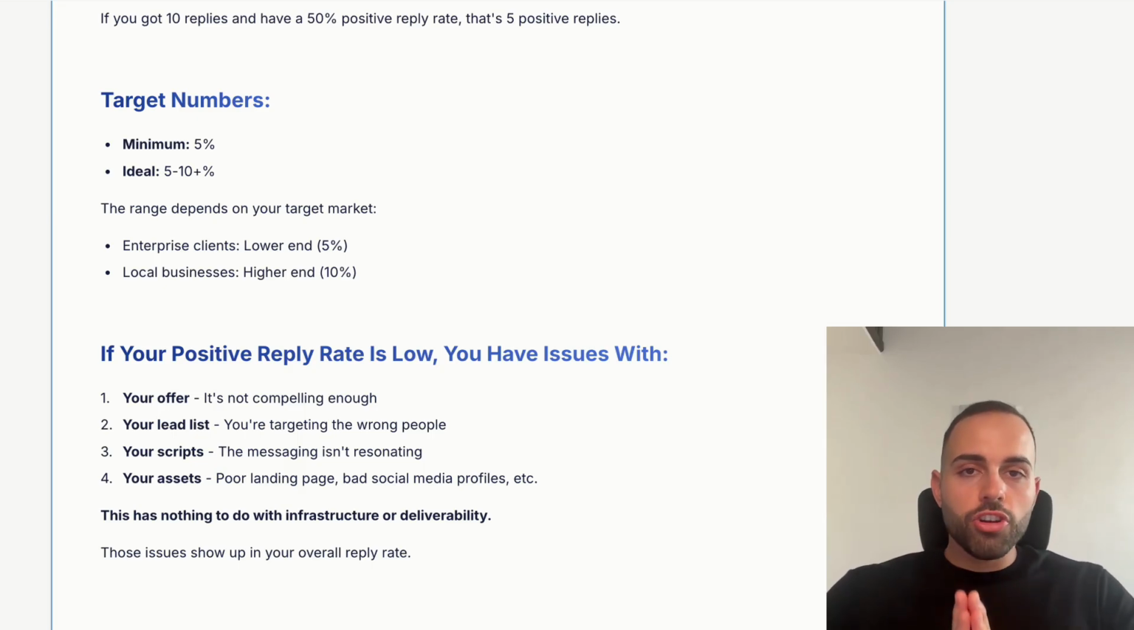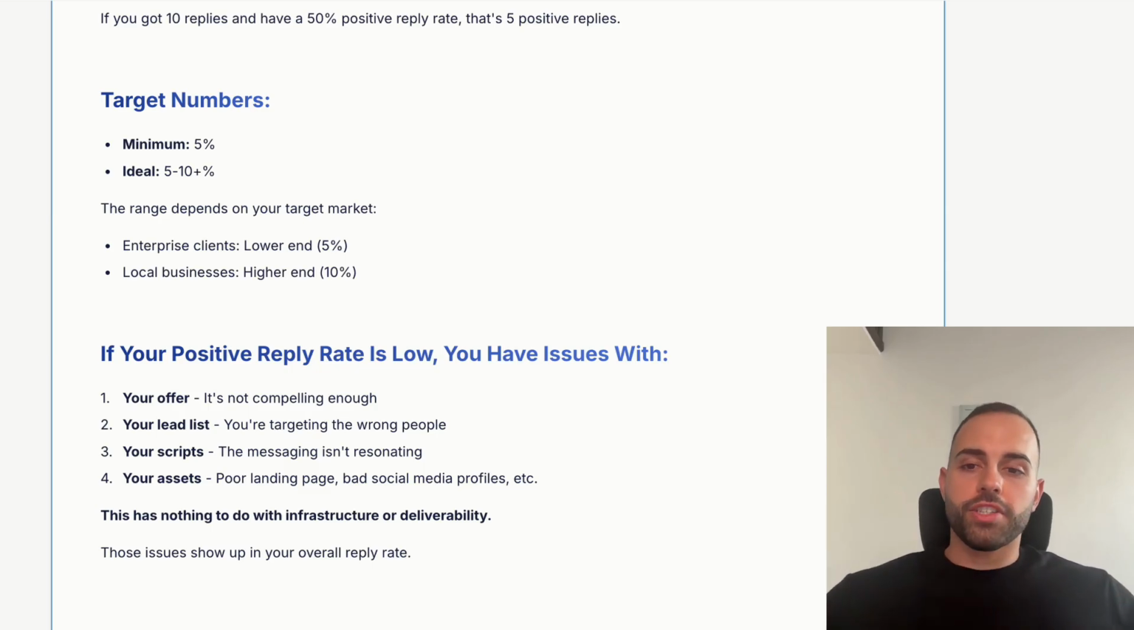So this has nothing to do with infrastructure, nothing to do with deliverability. It has nothing to do with people seeing your emails. Those issues are going to show in your overall reply rate and not in your positive reply rate. So if you are running campaigns and you have a low positive reply rate, it's a bit hard for me to pinpoint exactly what the issue is without looking at your campaigns. But typically, it's going to be one of the 4 factors that I just mentioned.